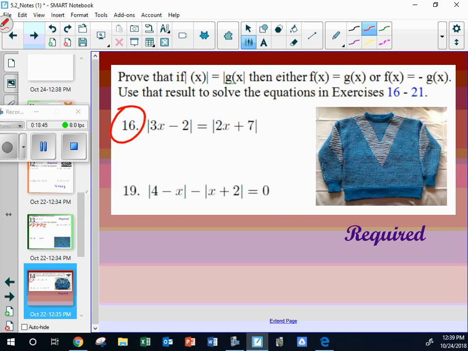Number 16 is tough. You may skip everything after that. The whole rest of the assignment you can skip. Okay? Get it up through number 16. Do all of those. And it'll make a huge difference. All right. That's all I got for you for today.